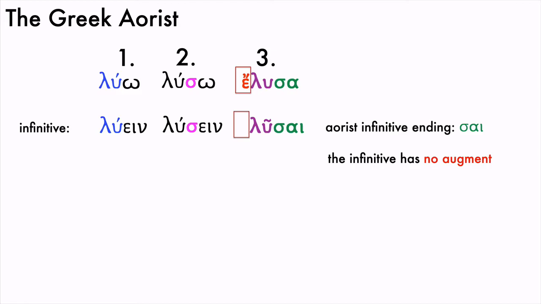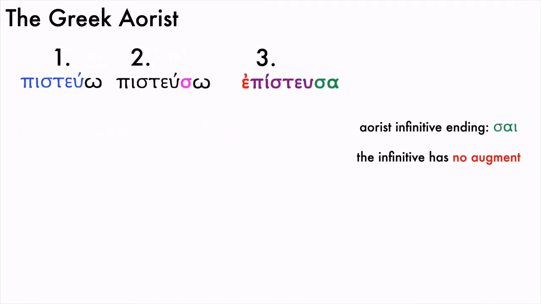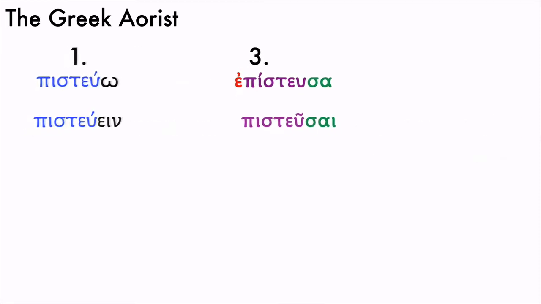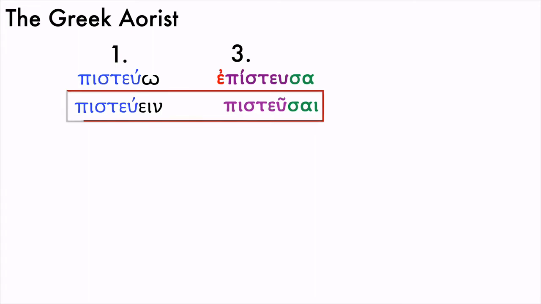Now, let's do that with one other verb, and then I can already anticipate a question that might be forming in your minds. Let's just do this with pistuo. The present infinitive, to believe, is pistuane. And the aorist infinitive, which has no augment, we're going to add psi, but we're not going to add an augment. Let's get rid of that epsilon. It's going to be pistusai. All right, let's simplify our chart. We'll leave the future out of this because it's so rare.